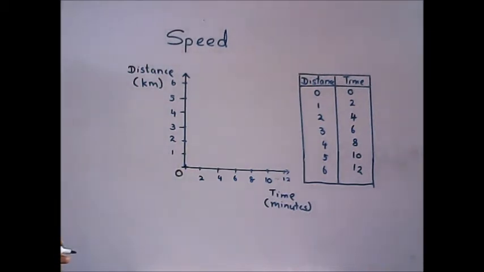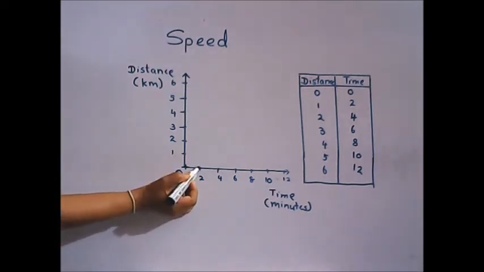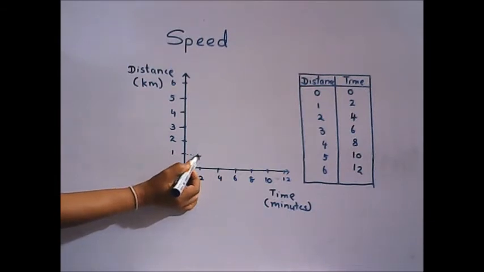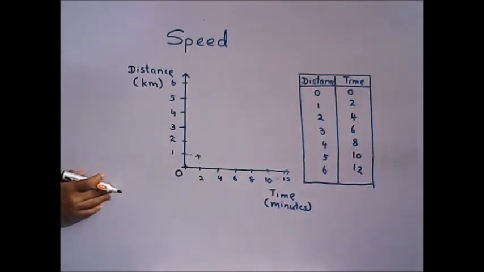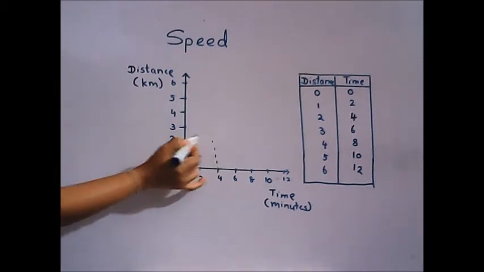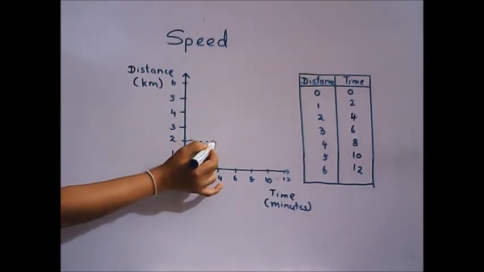Second one, distance 1, time 2, so the coordinates are (2, 1). Next one, (4, 2).